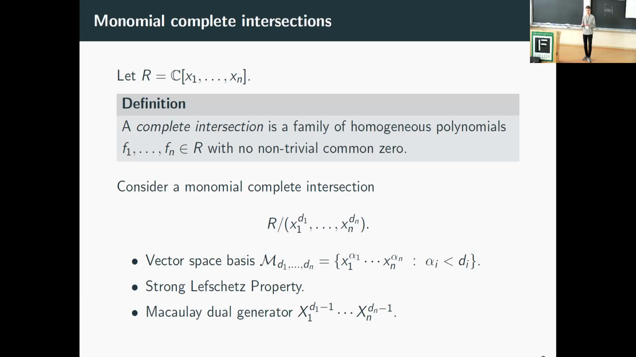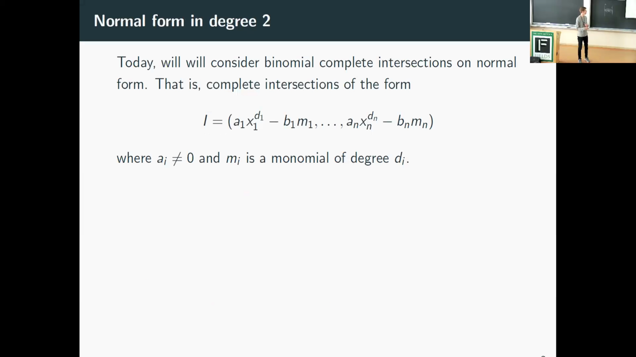So what if we try to go a little bit further and include, say, one more term in each of our polynomials? That might seem like a logical next step to try and understand. That is, we want to see what happens for binomial complete intersections. So what is known in that case, one may ask.